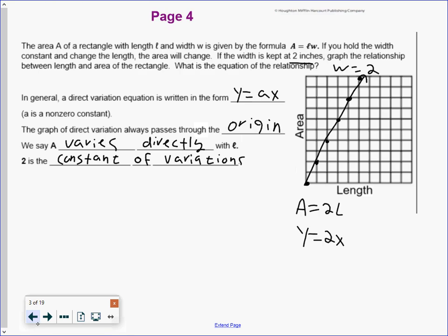And if we go back to the previous slide, with direct variations, it's going to be different. With direct variations, as one variable increases, the other one's going to increase as well. Right? If I see here with area and length, as the length increased, the area was increasing as well. And that's what makes a direct relationship a direct relationship. As one variable increases, the other increases as well, or if one decreases, the other decreases as well. They go the same way.